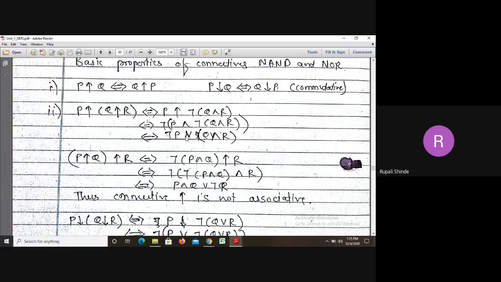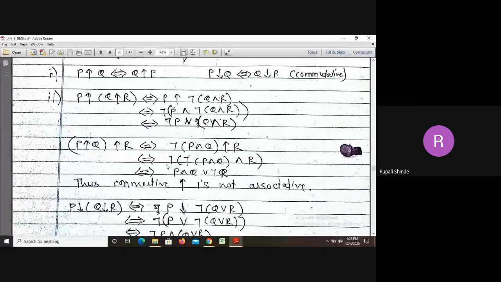Now try to solve this second one, that is in bracket P NAND Q NAND R. So first of all we are going to solve this bracket. So after removal of this NAND, we will get negation of P and Q. So that term we have written here. Again NAND R. So again we have to solve this NAND. So negation of negation P and Q and R. So again this negation will get cancelled.